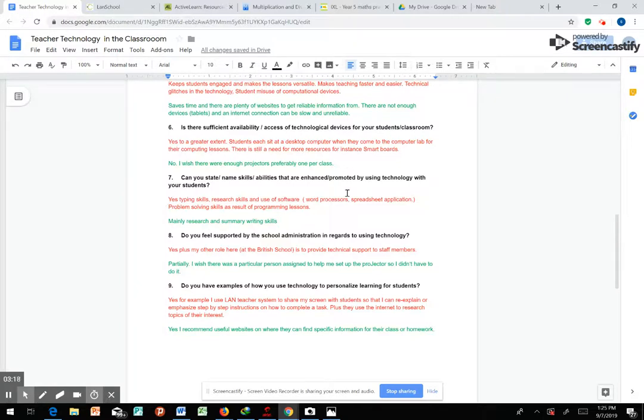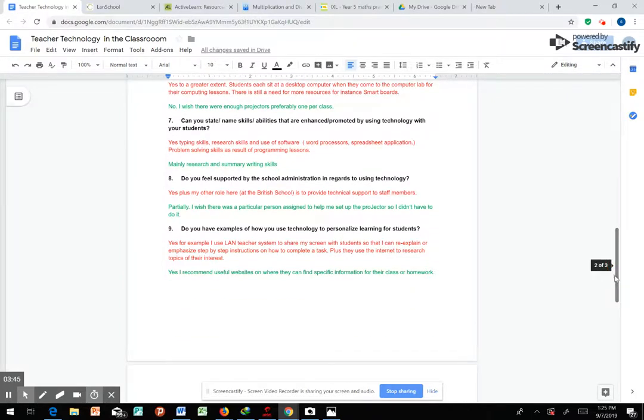And can you state or name skills or abilities that are enhanced or promoted by using technology with your students? The technology teacher mentioned specific skills like typing and word processing, and then also problem solving skills as a result of programming lessons. And again, the year 4 teacher said she only uses technology for research.